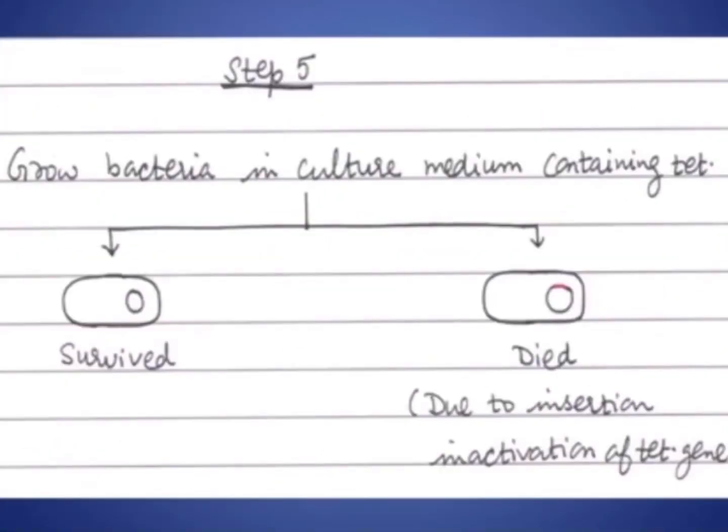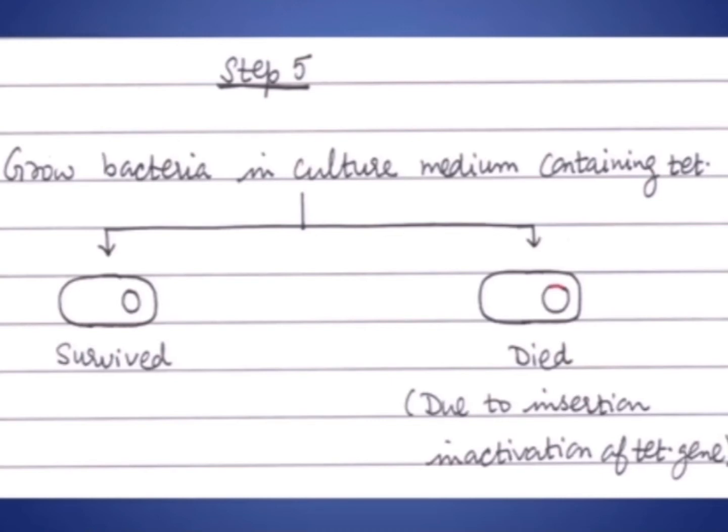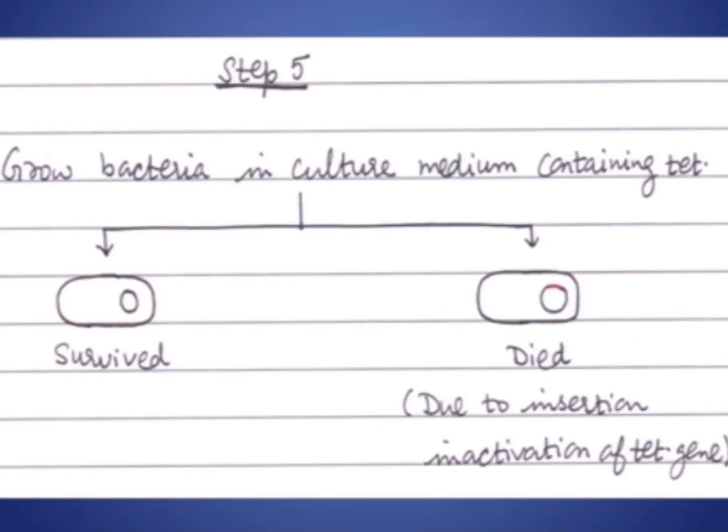Now students, remaining second and third type of bacteria with non-transformed plasmid and transformed plasmid are grown in the Petri plate having tetracycline. So culture medium with tetracycline. So now what will happen? Since the transformed plasmid will not have tetracycline resistance power, it will definitely die because foreign gene has inserted. So insertional inactivation.